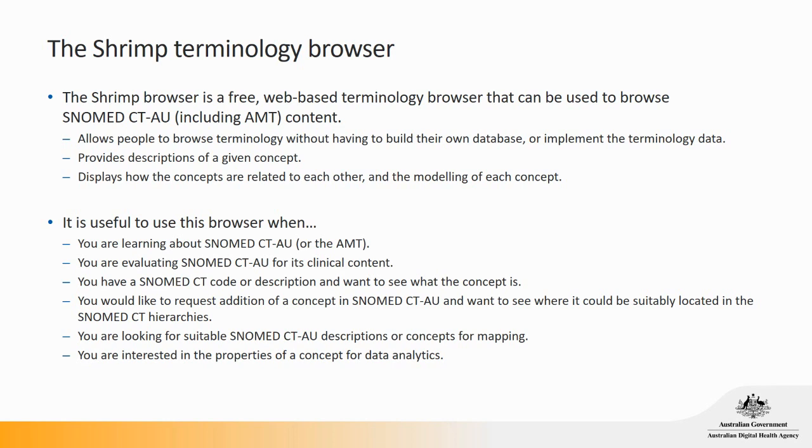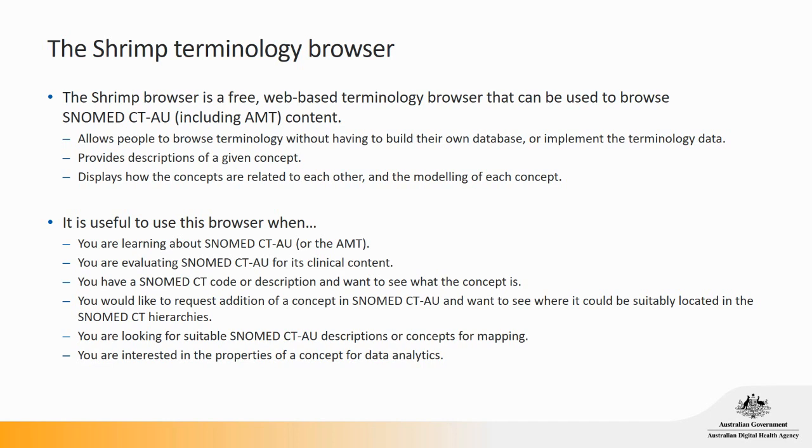The browser gives you descriptions of any given concept, and it also displays how the concepts are related to each other and the modeling of each concept. It is useful to use this browser when you are beginning to learn about the terminology. Maybe you are evaluating SNOMED CT-AU for its clinical content. Maybe you've been given a SNOMED code or description and you want to find out more about what that concept is. You may be requesting a concept to be added and want to see where it should be located within the hierarchies and what attributes it's likely to have.